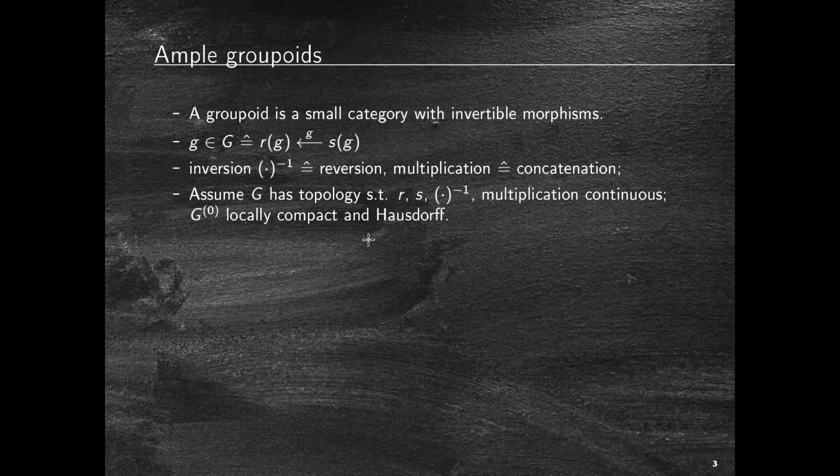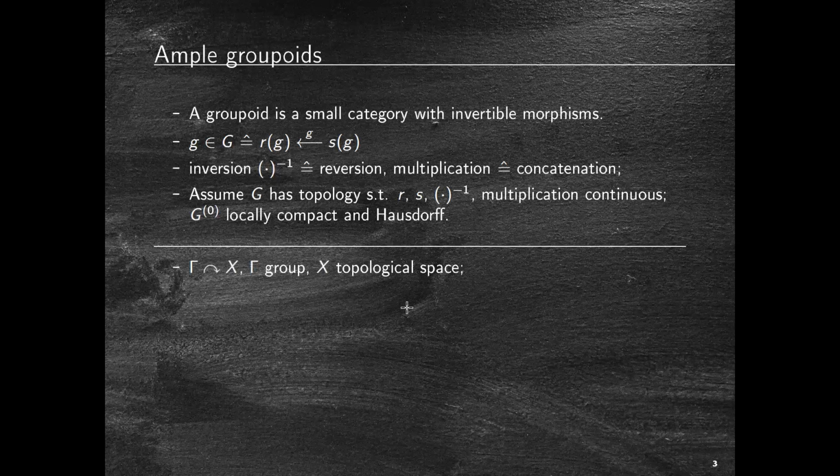And now let me show you some examples. So I guess the first example is maybe what some might consider classical topological dynamical systems. You just take a group gamma acting on a space X by homeomorphisms. So really just a group homomorphism from gamma to homeomorphisms of X. And whenever you have such an action, you can construct what's called the transformation groupoid.